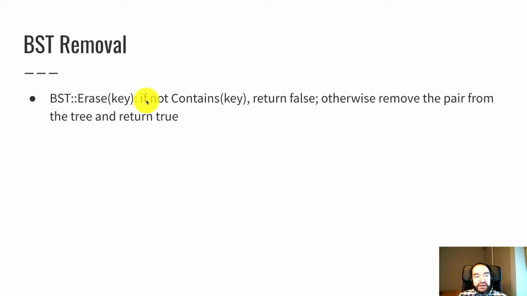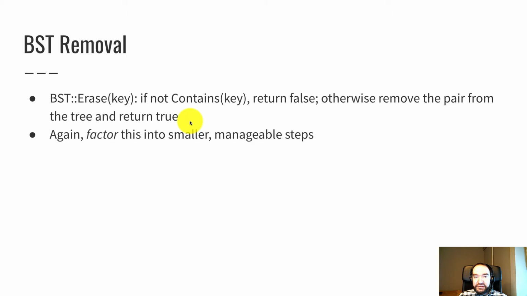So if the tree does not contain that key, we can't do anything, and we return false. But otherwise, if the tree does contain the key, we can do something, and we remove the pair containing that key out of the tree and return true so that the caller can tell that something actually occurred. Again, this is kind of like the insert operation.